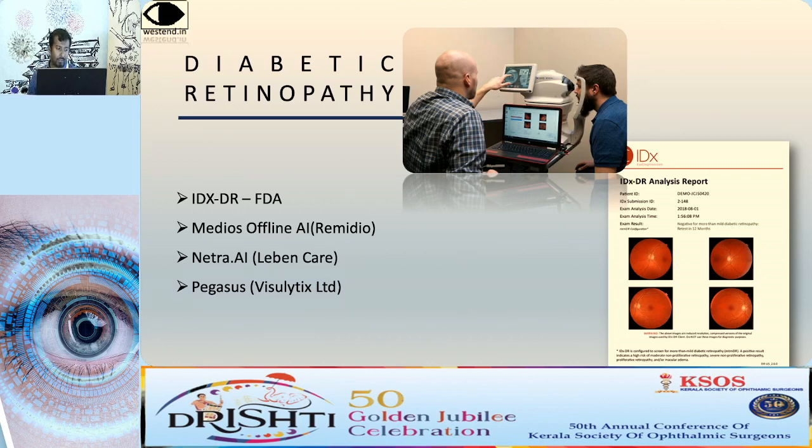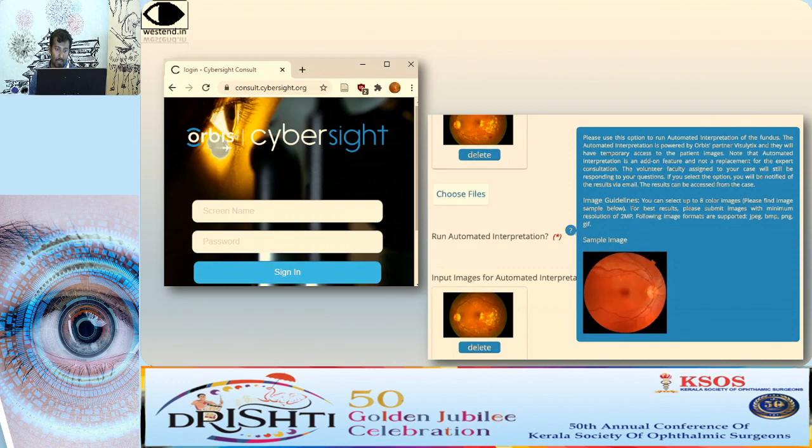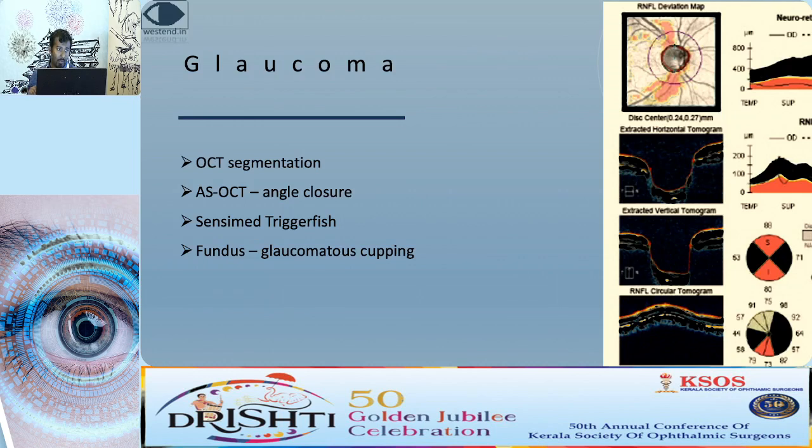We have some others. Pegasus is available for free from the online connection. You can just go and use their service for free. Okay, this is Orbis Cybersight. They use the Pegasus AI. And you can register there as an ophthalmologist and use their AI to analyze your retina images absolutely free. Okay. Glaucoma, even the basic segmentation of the images is actually AI, but we don't mind that much.